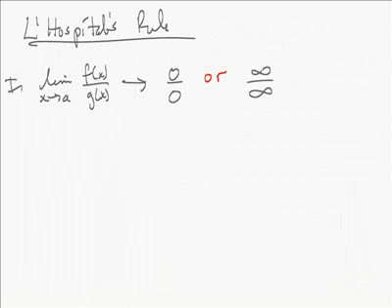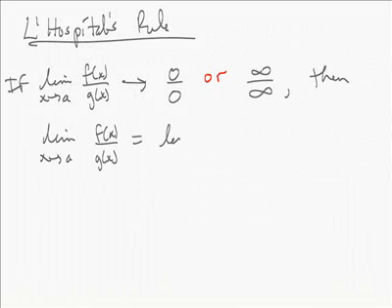So if this is the case, then we can take the limit as x approaches a of f of x over g of x, and that will actually equal the limit as x approaches a of the derivative f prime of x over the derivative g prime of x. And you can keep going from there. If this is also an indeterminate form, you can keep on taking derivatives, and let's see how that can actually help us.